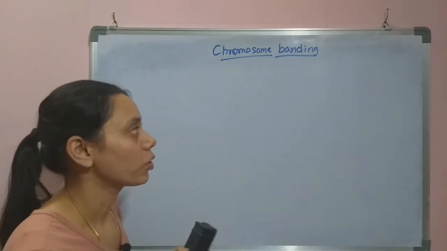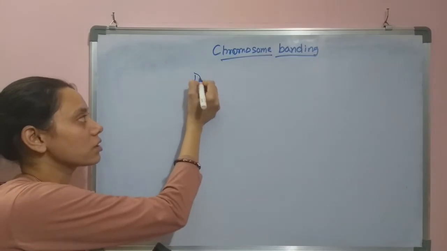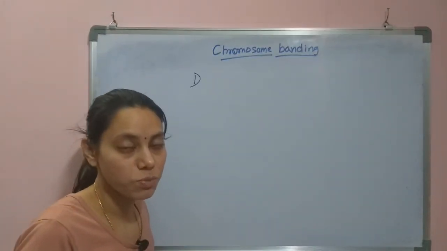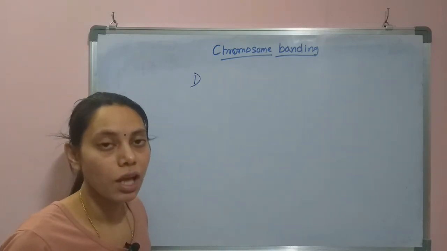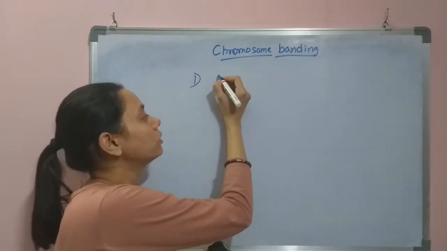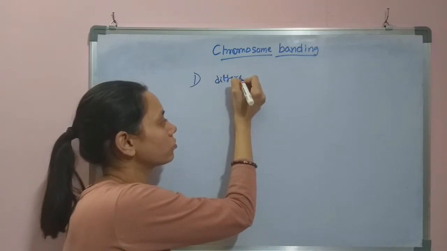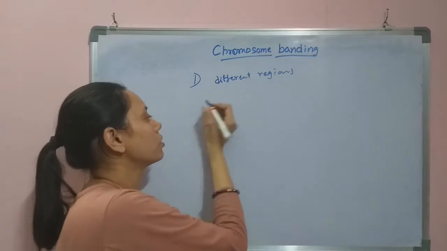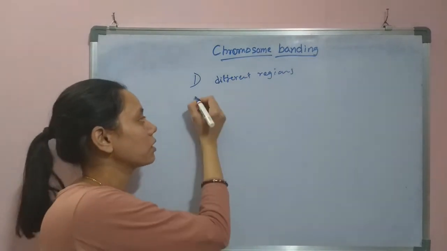Coming to that point, what is the importance of chromosome banding? Chromosome banding techniques are employed to understand the different regions present on the chromosome, so that the structural and some of the functional aspects of the chromosomes will be revealed. Different regions of the chromosomes will be visually understood by the chromosome banding techniques.